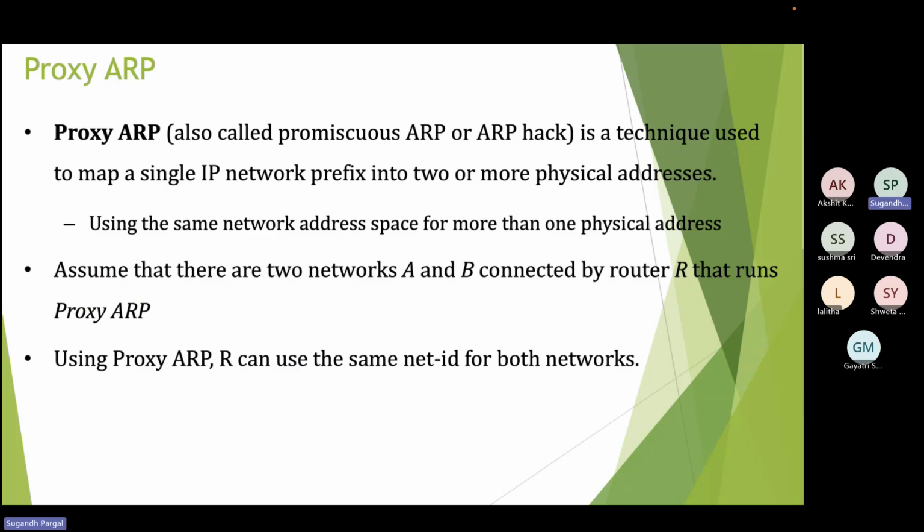Proxy ARP is also called promiscuous ARP or ARP hack, and is a technique used to map a single IP network prefix into two or more physical addresses. So it uses the same network address space for more than one physical address. Here, the assumption is that there are two networks A and B connected by a router that runs a proxy ARP. So using this proxy ARP, R can use the same network ID for both the networks.